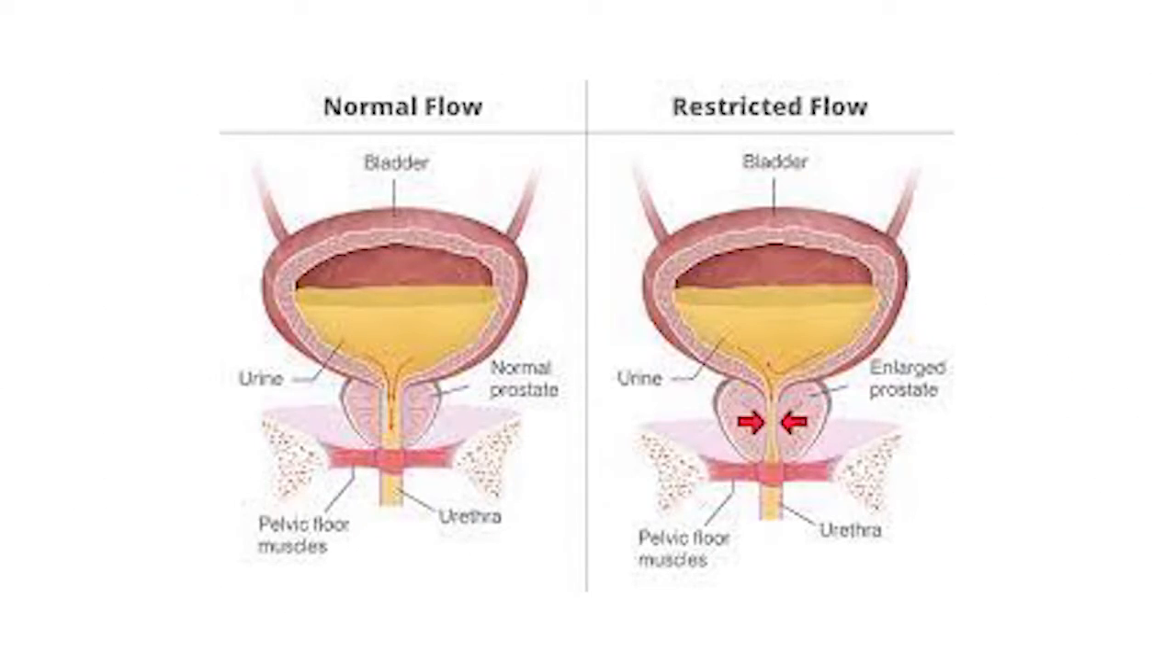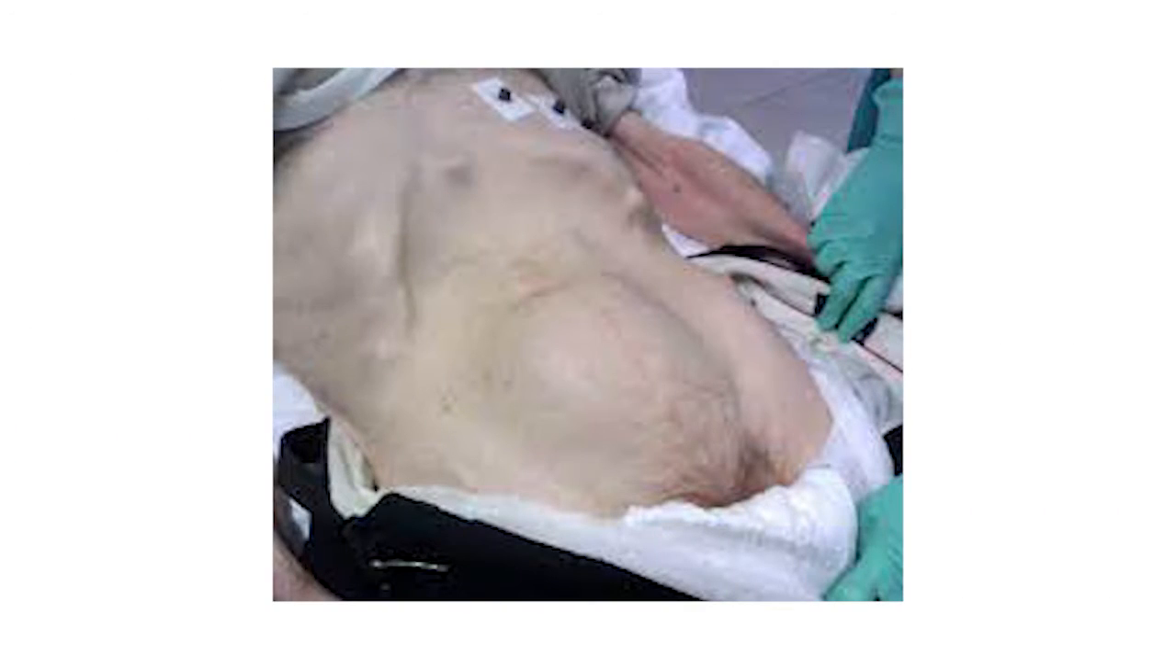Dear students, here is the image. You can see there is a normal flow of the urine and there is obstruction due to benign hypertrophy of the prostate, the restricted flow. That's why there is a retention of urine. There are many causes of the retention of urine, as we will see in this lecture. This is another image showing the retention of urine. The below umbilical area is distended, the bladder is full, clearly seen in this image.